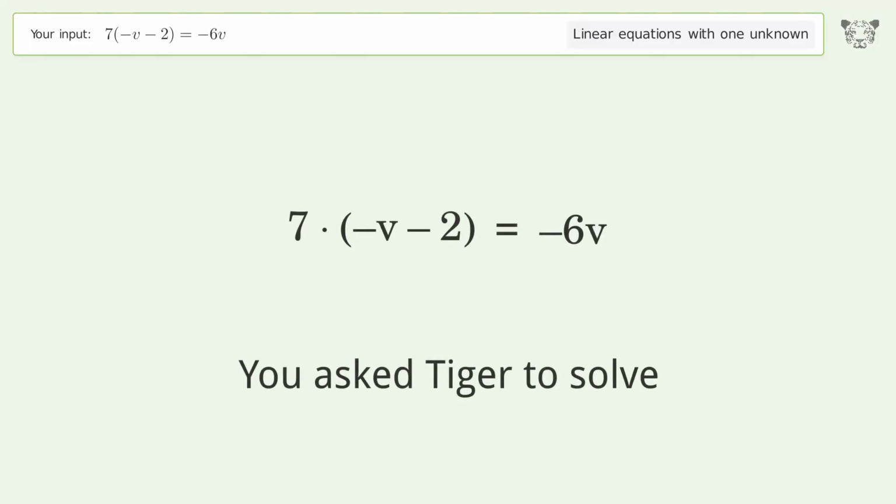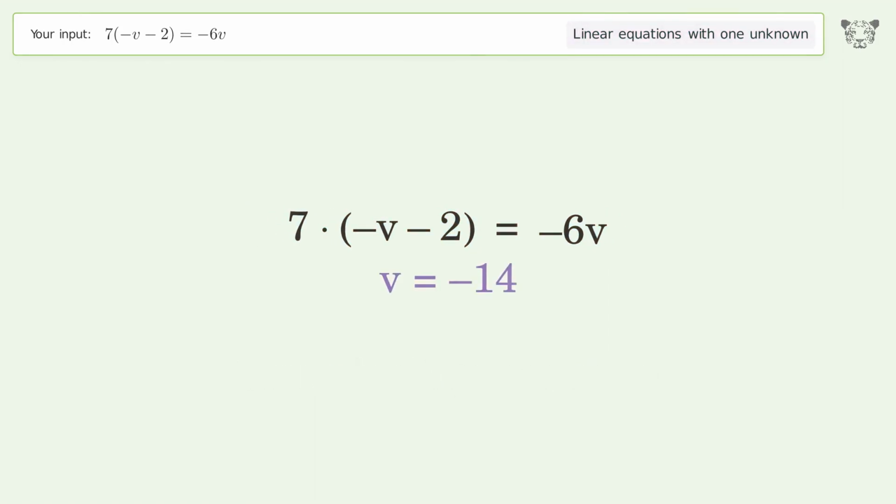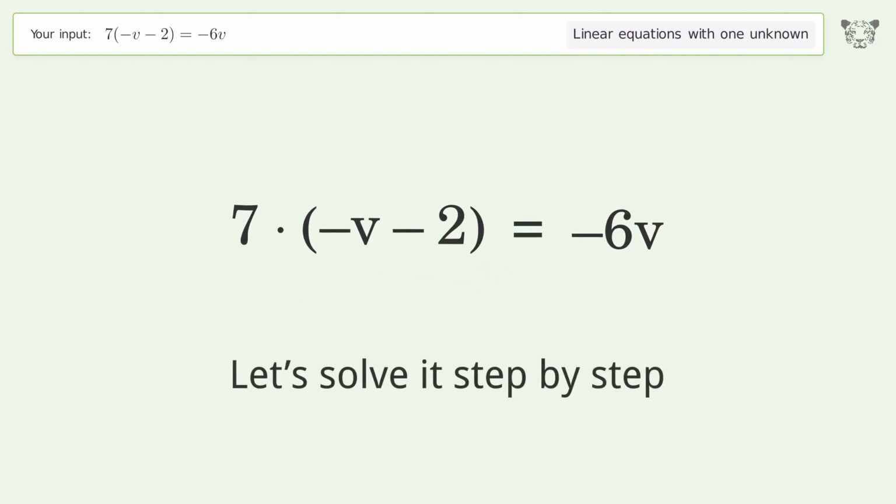You ask Tiger to solve this. It deals with linear equations with one unknown. The final result is v equals -14. Let's solve it step by step.